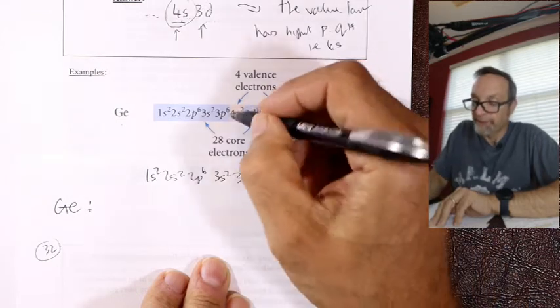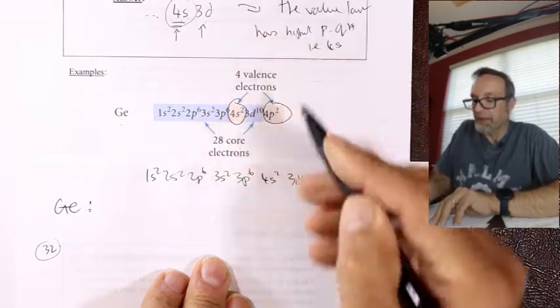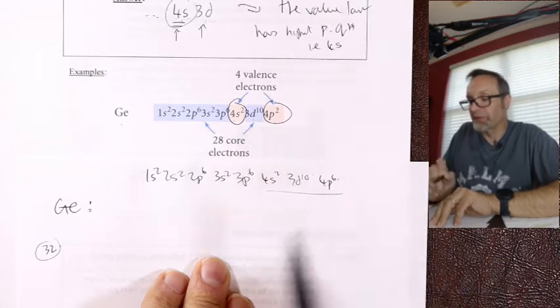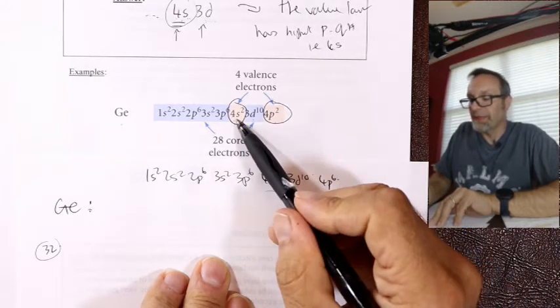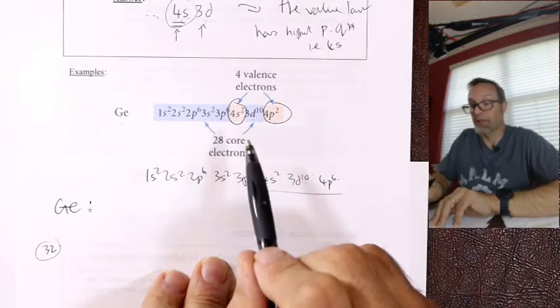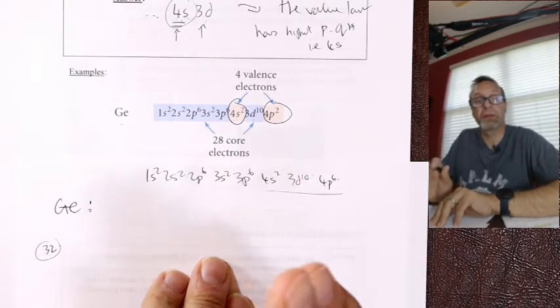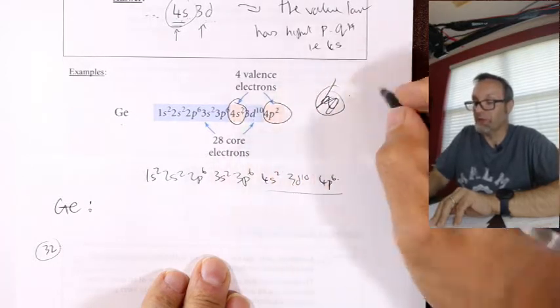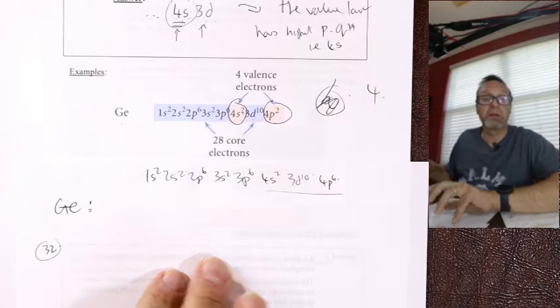Okay, but look, these guys are in the 4th layer. That filled before this, and then this filled afterwards, because that's the order of filling, right? These guys are valence. How many valence electrons are there in germanium? How many electrons in the 4th layer? If you said 2 and 2, 4, you're right. Where's germanium in the periodic table?